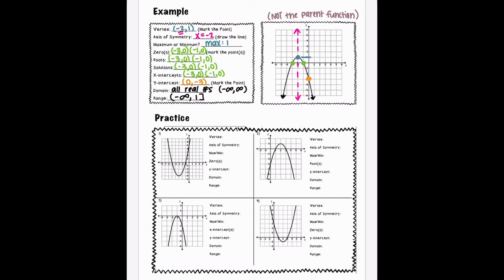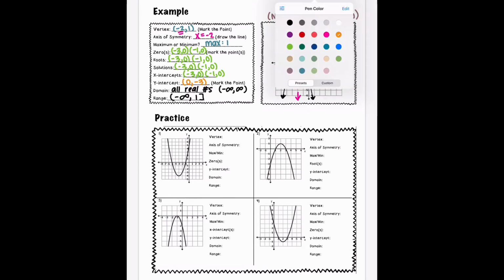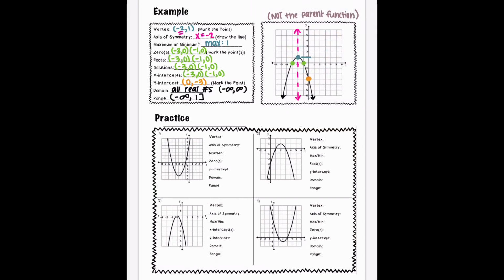Now if this graph were flipped, let's do a couple of practice. So I'm going to do numbers 1 and 2, and then you're going to do numbers 3 and 4. So for number 1, notice that this graph is flipped right side up. Let's start with the vertex. Okay, the vertex is always a mountain or a valley. In this case, it's the point -3, -4.